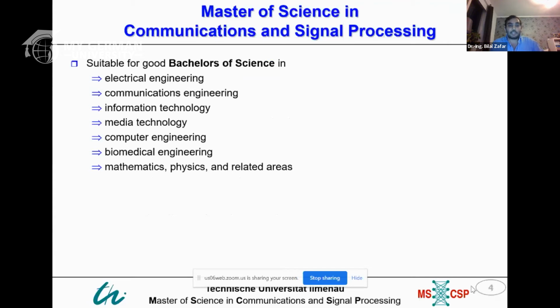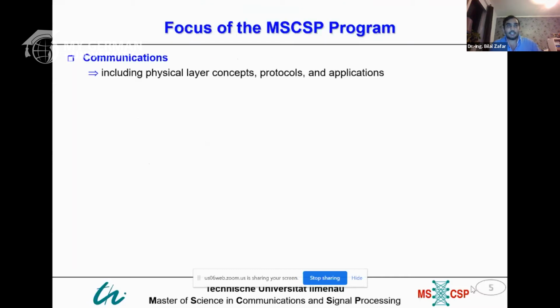We are suitable for people with a Bachelor of Science degree in electrical engineering, communications engineering, computer engineering, information technology, media technology, biomedical engineering, mathematics, physics, and these kinds of things. The program starts every winter semester only, not in the summer semester.